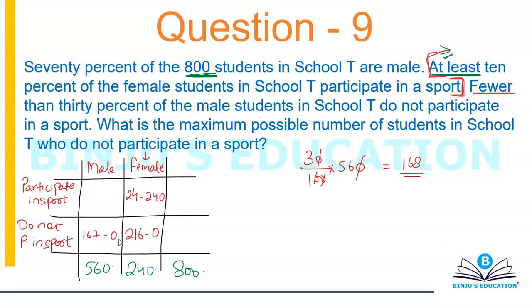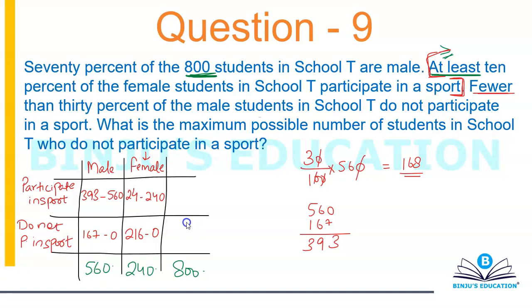So the block just above it will be like 560 minus 167, so 3, then 9, then 3. So it will be 393 to 560.